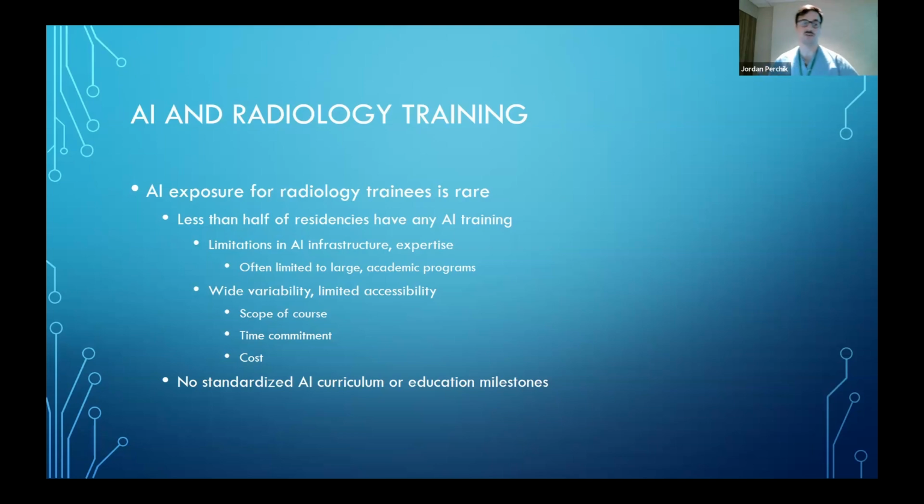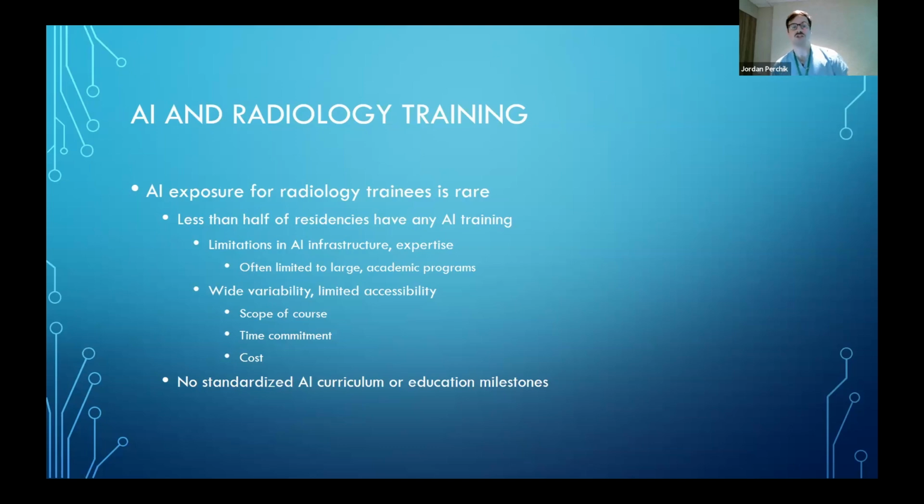The large academic institutions that are able to, they have their own AI infrastructure. They have experts in every department that can integrate this type of education into their noon conferences. That's great, but that's really not realistic for everywhere in the country. So this is limited to these large, well-staffed institutions, but is pretty disparate even throughout the United States. And even for these programs that do have an existing curriculum, there's a wide variability in terms of what's taught.